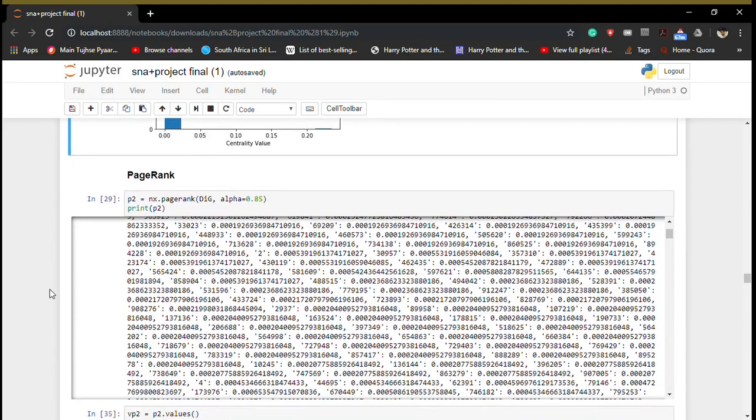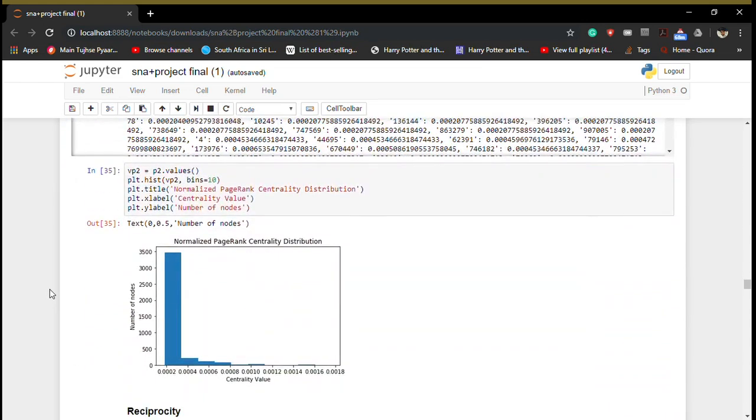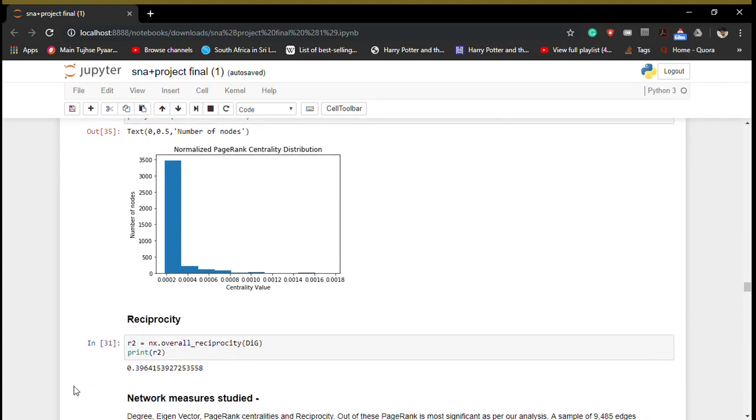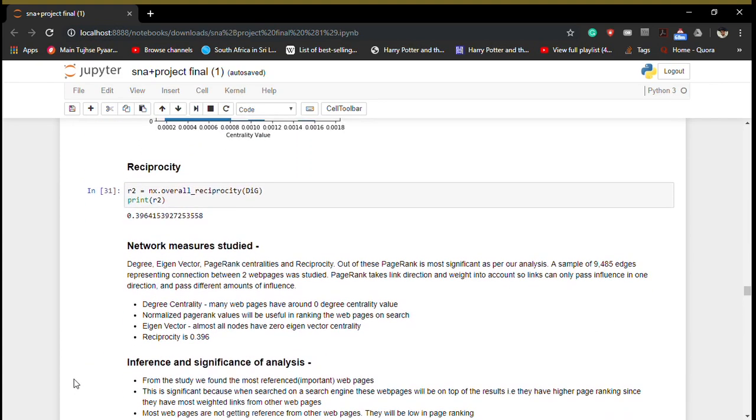And then we have calculated PageRank centrality and we can see that the values are coming quite better than the other centralities discussed above, and also we can see that PageRank is more significant for directed graphs. And lastly we have calculated reciprocity and its value is coming near around 0.4.